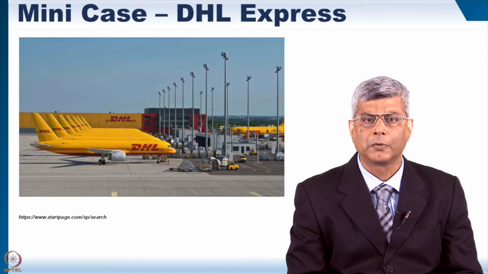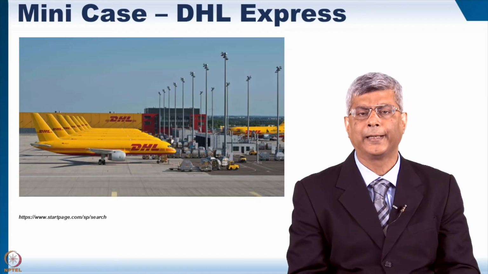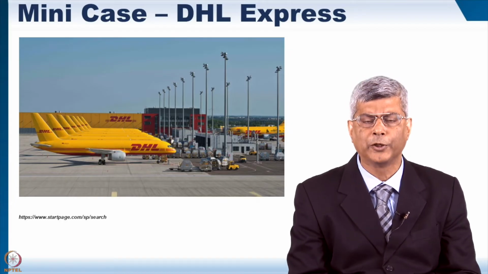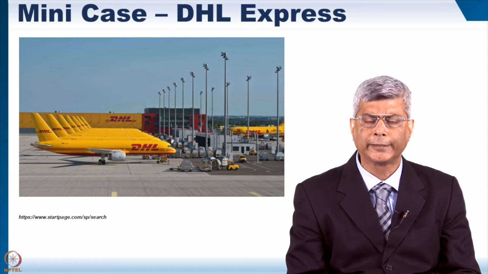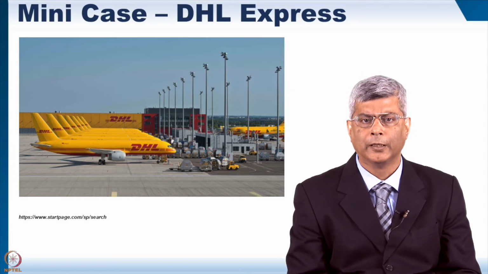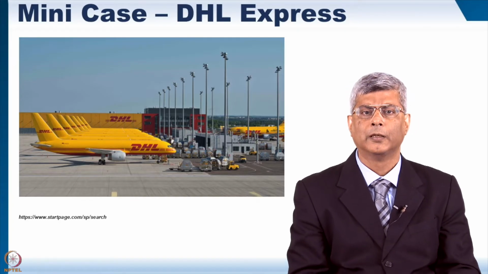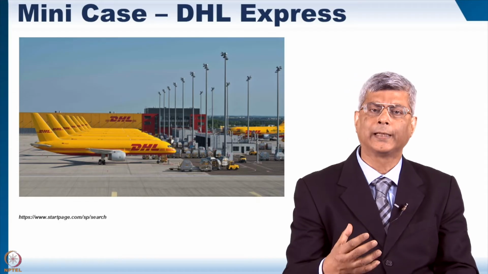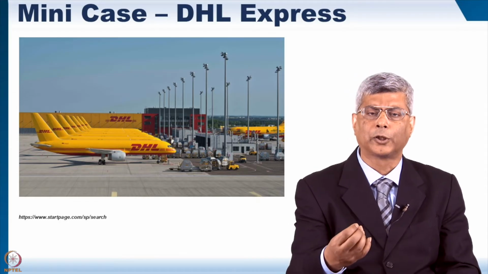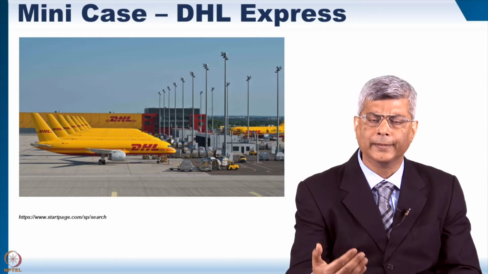Let's do a mini case with a company called DHL Express. DHL globally is about a $100 billion revenue group. It employs about 600,000 employees. It operates in 220 countries, or more than that. And one of the divisions is DHL Express, which basically is called also as a courier service in many parts of the world.